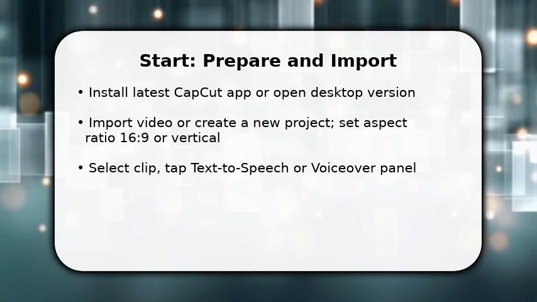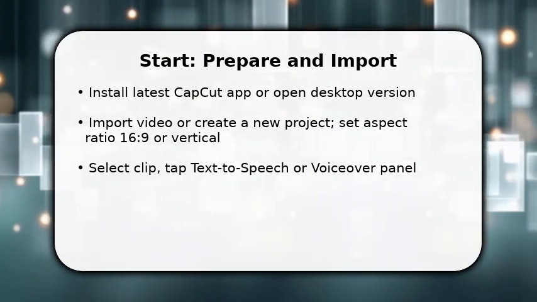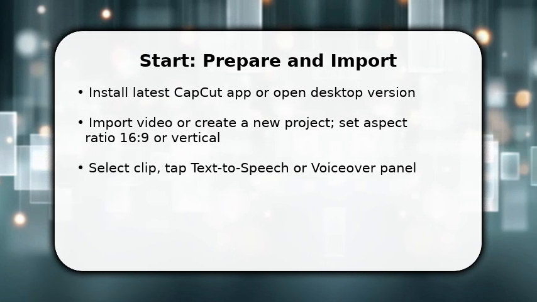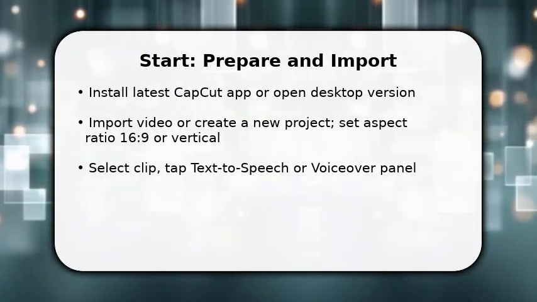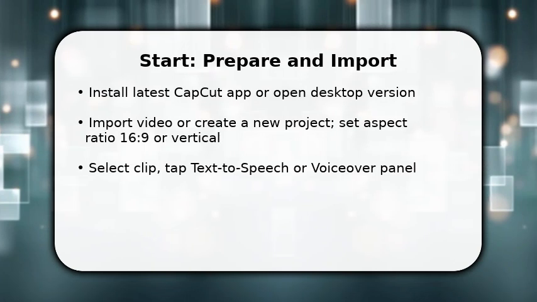Now add a text layer or select an existing subtitle track. CapCut converts that text directly into speech. This first step gets you from zero to a place where TTS can be generated.